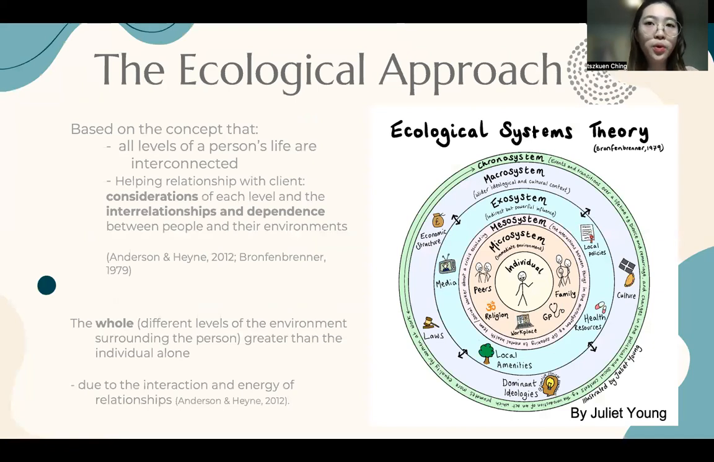The ecological approach is based on the concepts of the interdependent system, where all levels of a person's life are interconnected, and the TRS can engage in productive helping relationships with the client effectively through consideration of each level and the interrelationships and dependence between people and their environments. In this perspective, the whole, which includes the different levels of environments surrounding the person, is greater than the individual alone due to the interaction and energy of relationships.